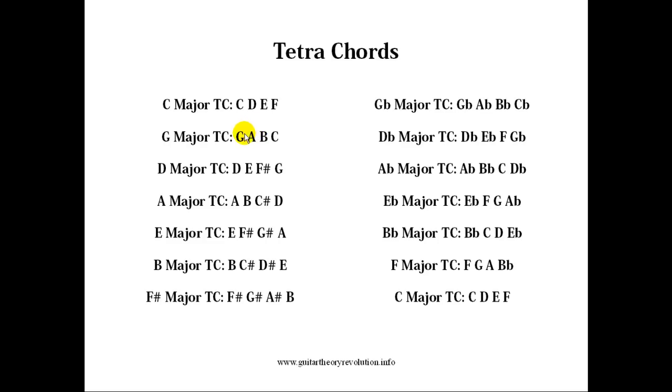And what happens is that this G major tetrachord and the D major tetrachord make up the G major scale. So we have G, A, B, C, D, E, F sharp, and then G again. So each tetrachord links into the next one to create the major scale. So the D major tetrachord and the A major tetrachord make up the D major scale. D, E, F sharp, G, A, B, C sharp, D.